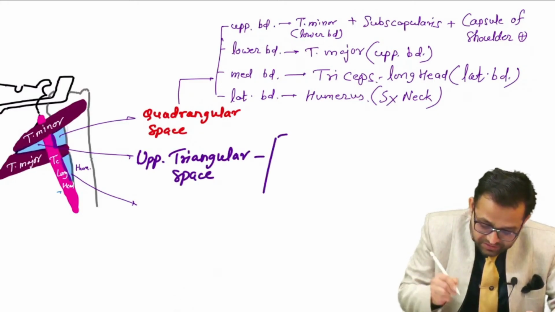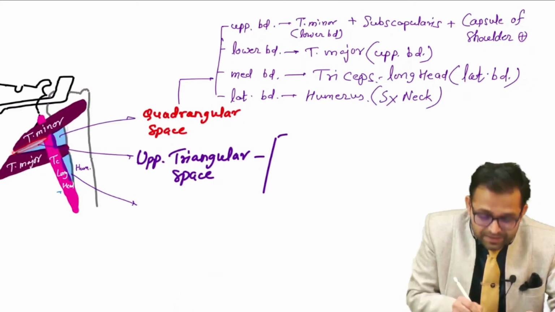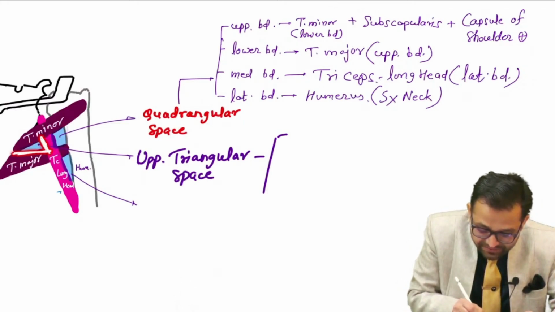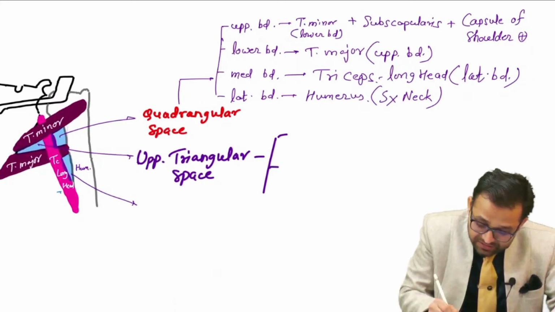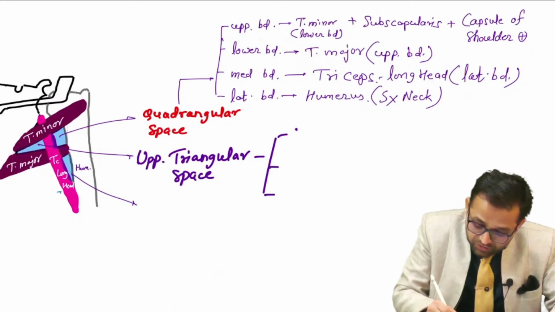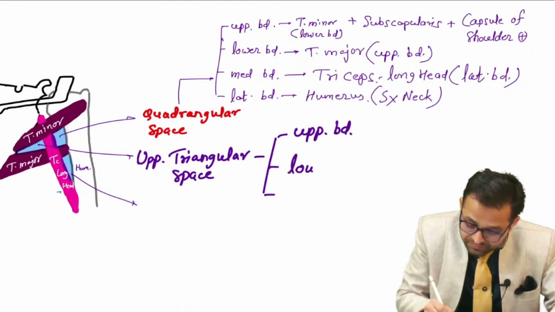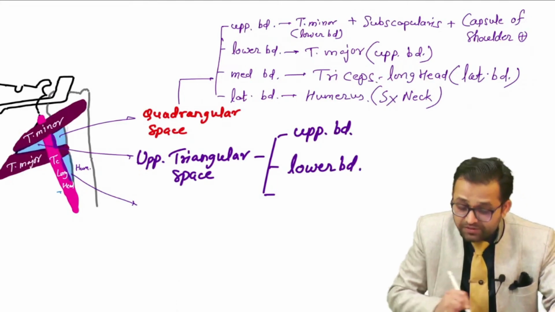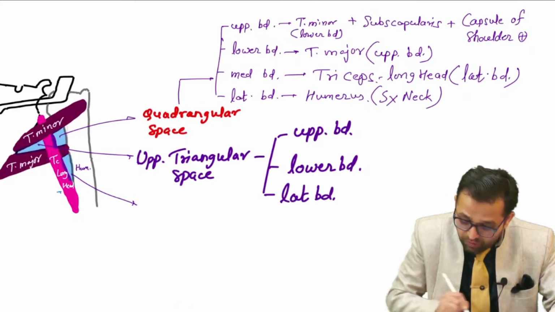Sir, it is a triangle, so you will say it is having the upper border, the lower border and the lateral border. So, beta, this triangle is visible. Yes, you will mention there are three borders. What are the three different borders? Sir, upper border, lower border, and lateral border.